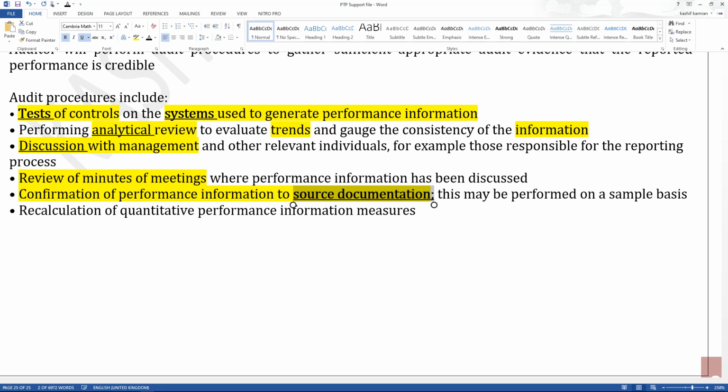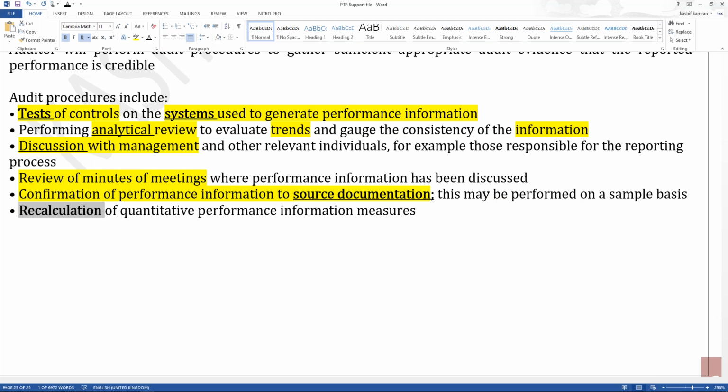Source document. Do you need to verify the source document for donation? If the management says they have given a donation of $150,000, the source document of a donation might be a bank statement, might be a cash book, or might be the donation slips you get from a charitable organization. And lastly, you can do recalculations if that is possible. So if you find a performance information in the exam paper which can be recalculated, you can recalculate it, right?